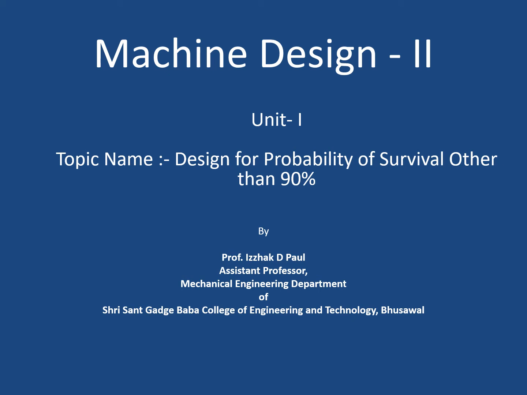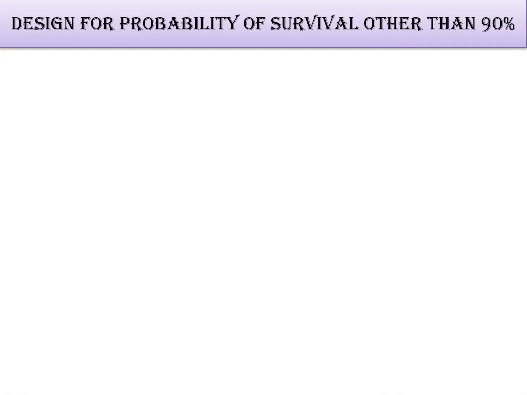So the next topic is design for probability of survival other than 90%. Okay, it's probability based. We have seen cyclic loading, even the numerical based on that, and this is also important theory for other than 90%.